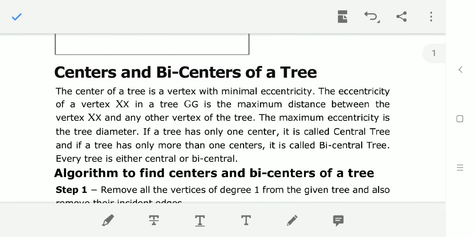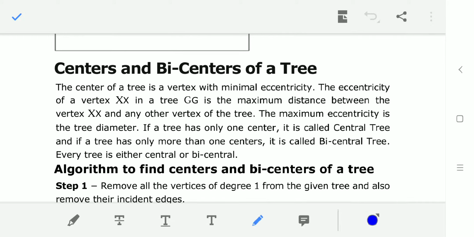Next is centers and bicenters of a tree. You will clearly understand by this. The center of a tree is a vertex with minimal eccentricity. The eccentricity of a vertex x in a tree G is the maximum distance between the vertex x and any other vertex of the tree. The maximum eccentricity is the tree diameter.